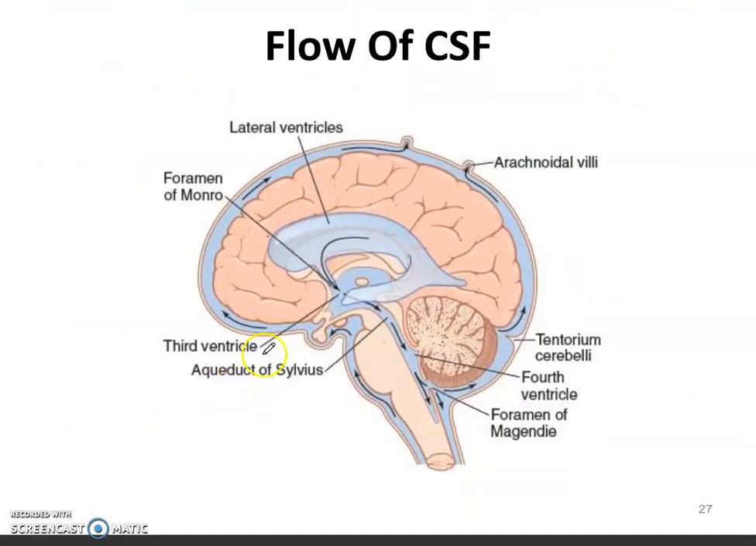This is the flow of CSF. As you can see, these are the lateral ventricles. There are 2 on each side. Then there is the 3rd ventricle here. This is the aqueduct of Sylvius. And this is the 4th ventricle, and this is the foramen of Magendie, and this is the tentorium cerebri, and this is the foramen of Monro.